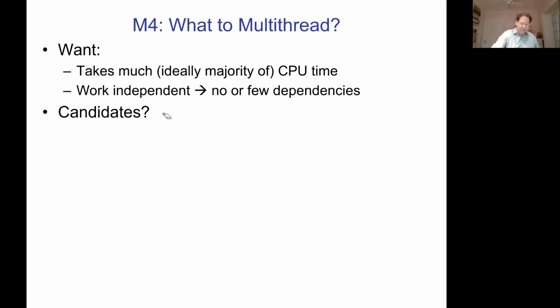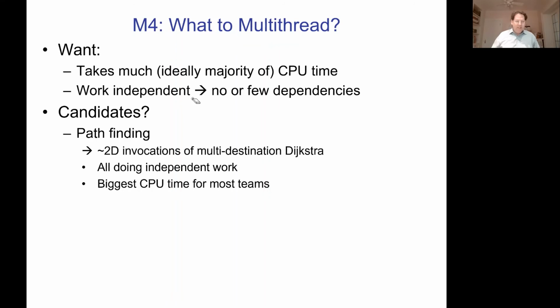So what are the candidates? What do you think we might multi-thread in milestone 4? I can give you a hint. Nobody has any ideas? Yeah, so Isra says multi-thread the multi-destination Dijkstra. Wang says the greedy searches. So we got a couple of ideas here. Greedy searches and multi-destination Dijkstra are both reasonable. I'd say the lowest hanging fruit, the biggest gain for the least work, is the pathfinding, the multi-destination Dijkstra.